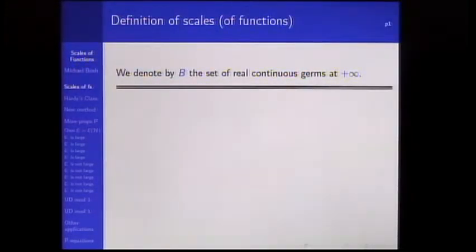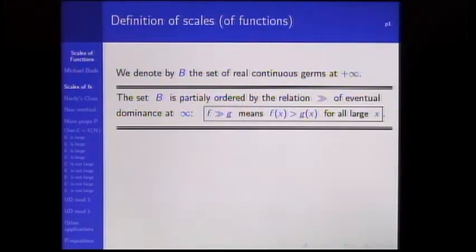Okay, so here are the formal definitions. I denote by B the set of real continuous germs at infinity. So this is a very basic object. It is continuous germs: two functions defined for sufficiently large real x are considered as one object if they coincide for sufficiently large x. And this set is partially ordered. We say that one function is eventually larger than the other. I very often call those germs just functions. One function is larger than the other if pointwise it is larger for all large x. So this way the set B is partially ordered.